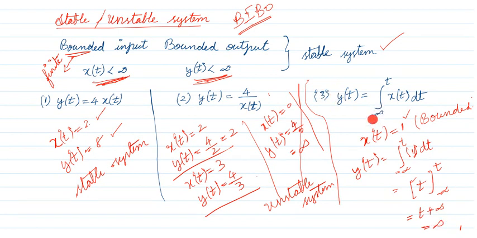Instead of minus infinite, if this is between the times t1 and t2, the result would be t2 minus t1. In that case, it is bounded. Be clear, the limits are very important. If the limits are between t1 and t2, it becomes a stable system. If the limits are from minus infinite to t, then it becomes an unstable system.